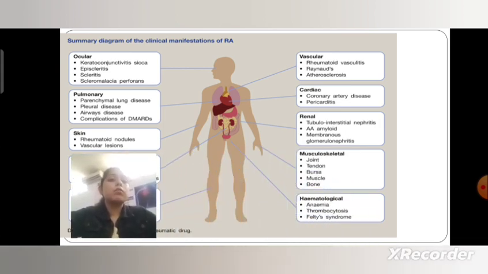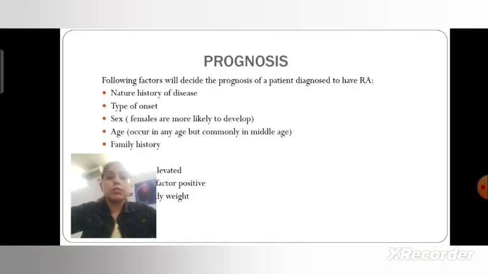The next system that is involved in rheumatoid arthritis is vascular. It can result in rheumatoid vasculitis, Raynaud's, atherosclerosis. Next is cardiac, which can lead to coronary artery disease, pericarditis. And next is renal. Renal includes tubulointerstitial nephritis, membranous glomerulonephritis. Next is musculoskeletal, which can affect the joint, tendon, bursa, muscle and bone. Next is hematological, which can lead to anemia, thrombocytosis, Felty syndrome.